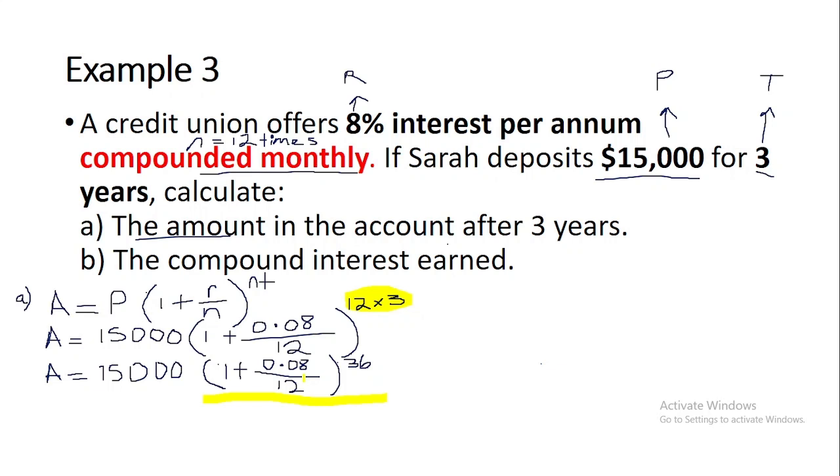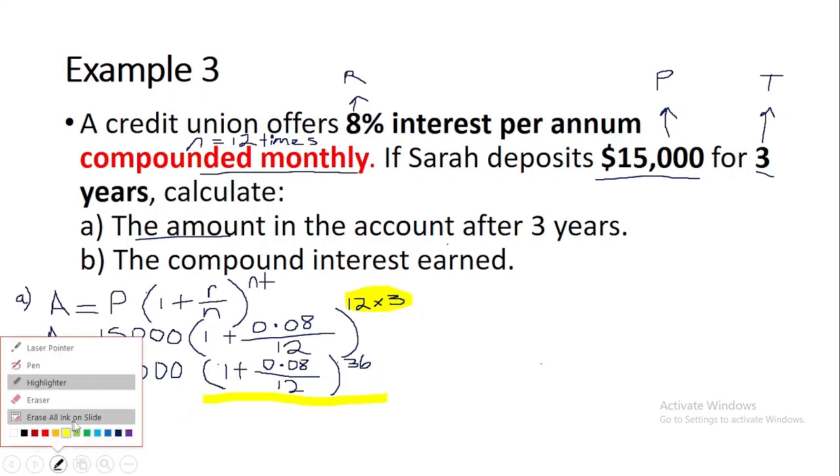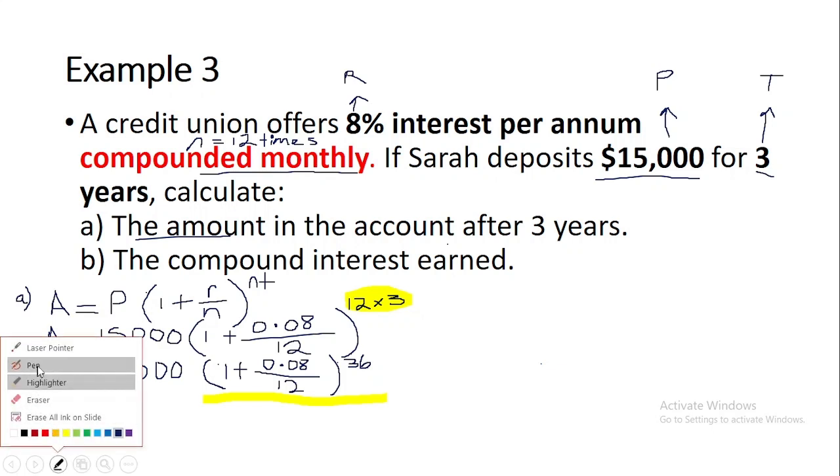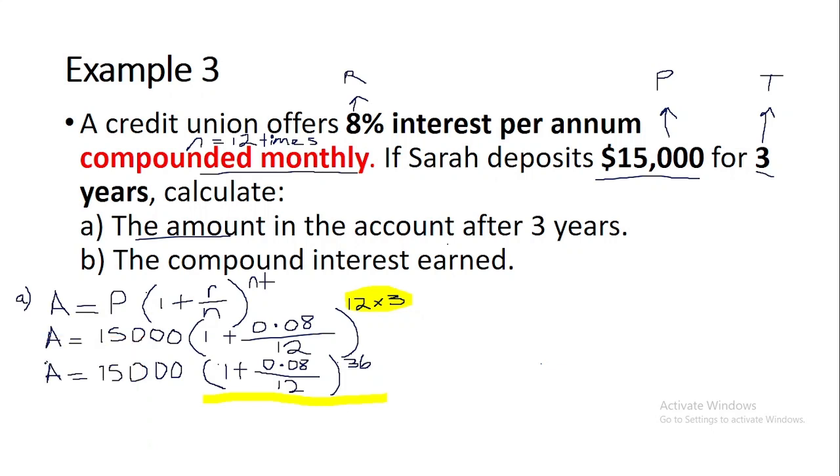So 0.08 over 12 is equal to 0.0666, stretching infinitely. I'm going to add 1 to that, or better yet, I could just write it down. So let's just continue, because realistically, for those doing their exam, they would want to write down all the steps. So let's write down all the steps.